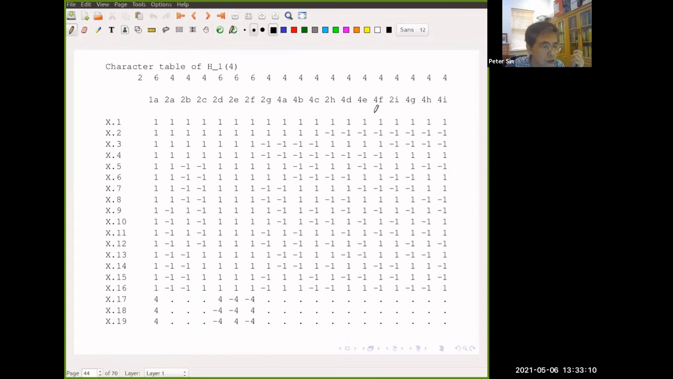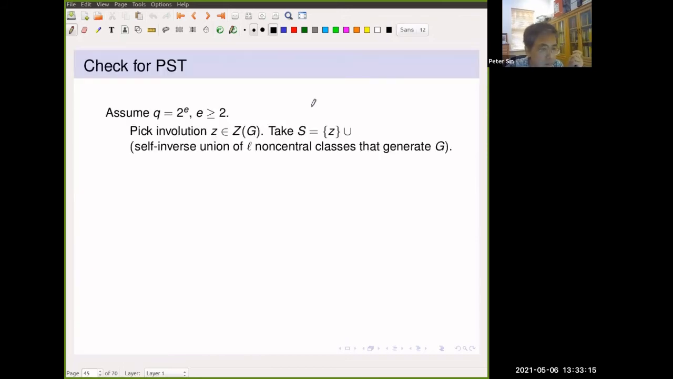Right? The non-central conjugacy classes will have size q. So let's choose our connecting set now.